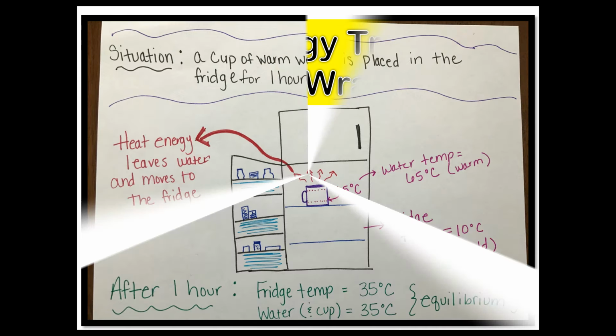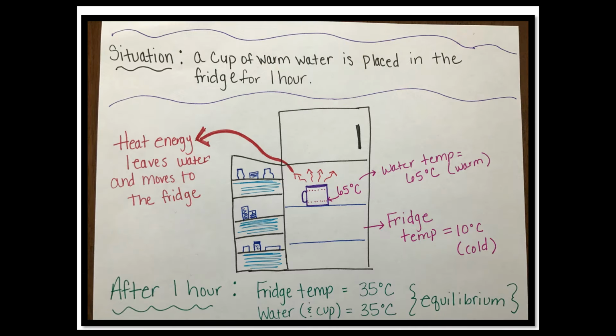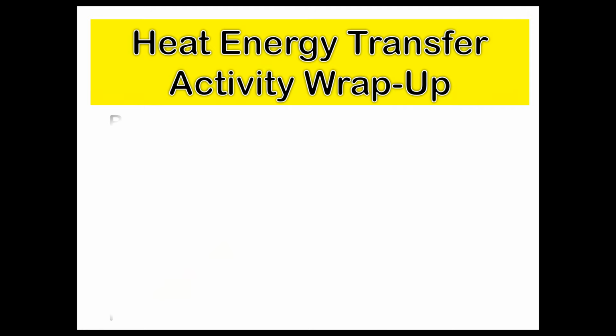So I'm going to go back to my picture and we can fill in the blanks. Heat is always going to move from the higher temperature object, which in this case was my coffee cup, to the lower temperature object, which in this case was the refrigerator temperature, until equilibrium is met. And so we can see that happening in our results.